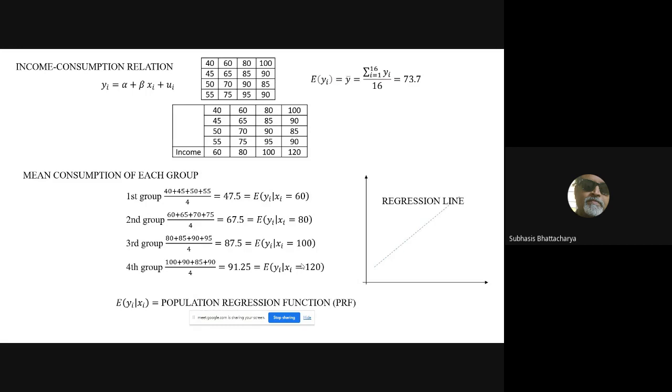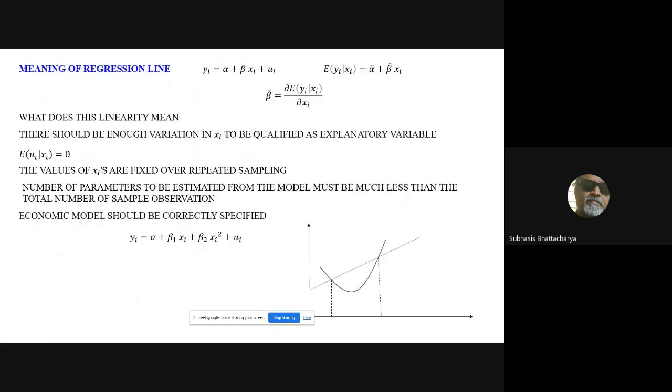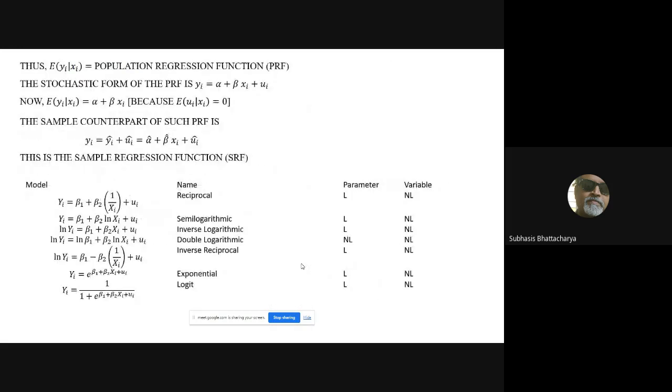So when you are dealing with SPSS, these 40, 45, 50, 55 are called yi. And 47.5 is yi hat, that is the estimated, predicted value. So these yi and yi hat differ. Why do they differ? There are some prediction errors. That is, yi is equal to yi hat plus ui hat.